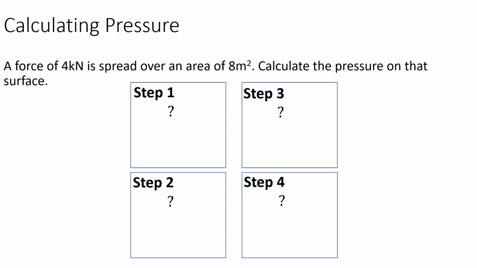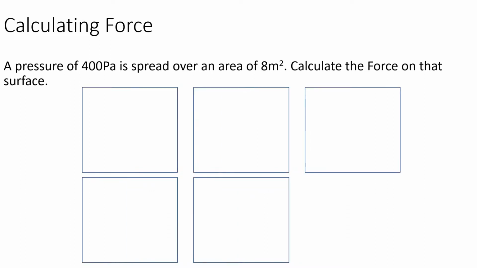Moving on, we're going to be having a look at calculating the force. This is going to be a slightly different process because we've got an extra step that's required. A pressure of 400 pascals is spread over an area of 8 meters squared. Calculate the force on that surface. So step 1, as before, is write down what we've got. We have P equals 400 pascals and A equals 8 meters squared.